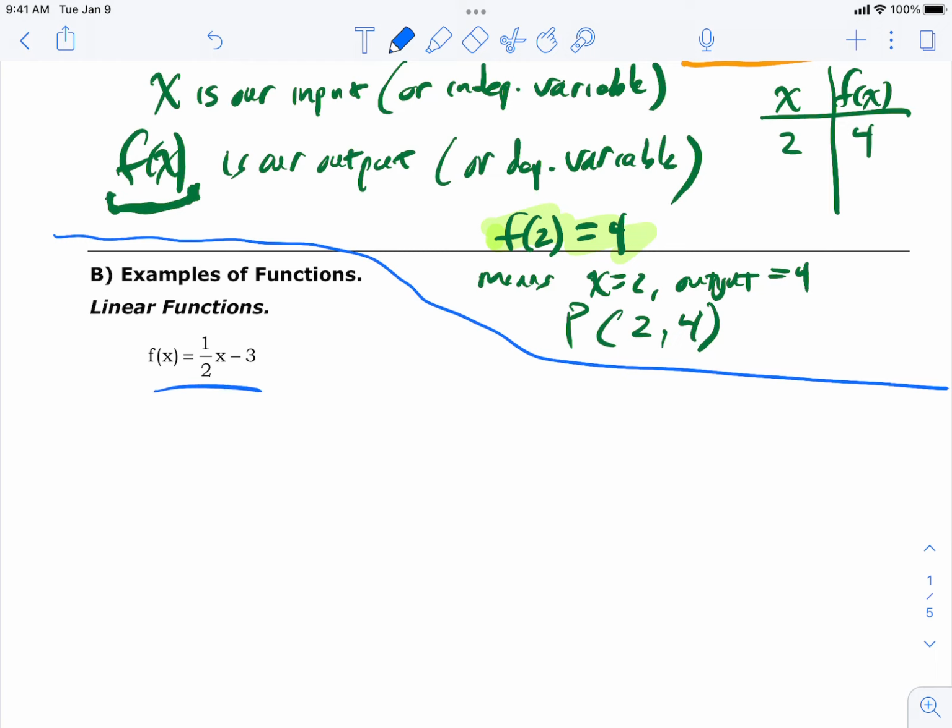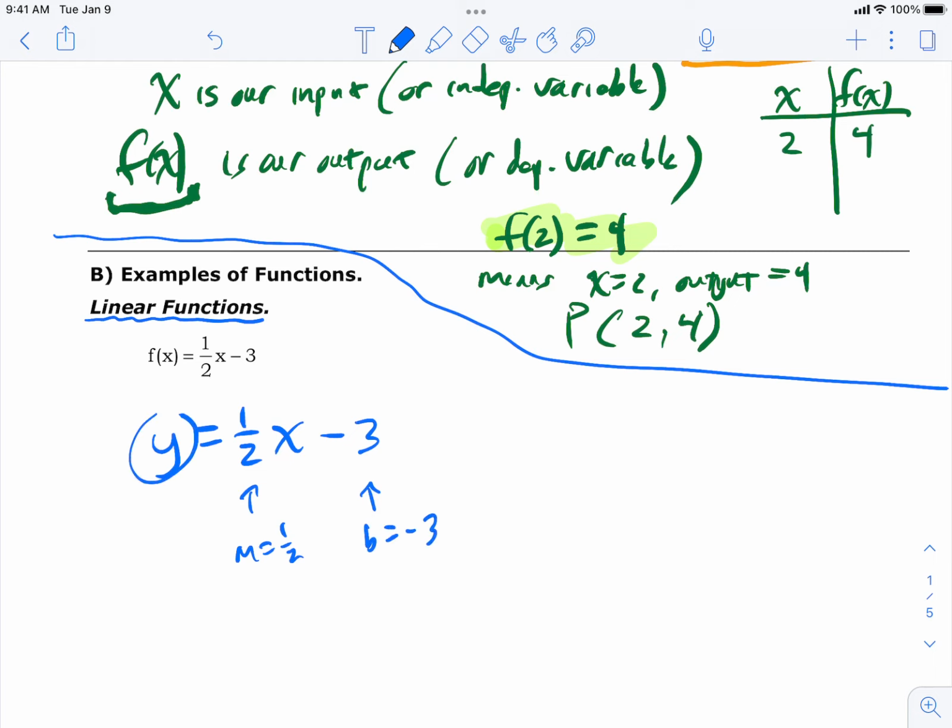Here's one. This is an example of what we would call a linear function. Why would we call that a linear function? Well, remember back in the old days when we were saying y equals mx plus b? If we saw an equation that looked like that, we'd say, oh, the slope is a half and the y-intercept is -3, right? We'd say y equals 1/2 x minus 3 means a straight line with a slope of a half and a y-intercept of -3. Well, what's the difference between what I wrote here and what I wrote here? The only difference is that instead of y, we're saying f of x.